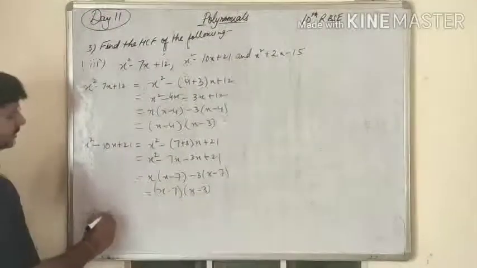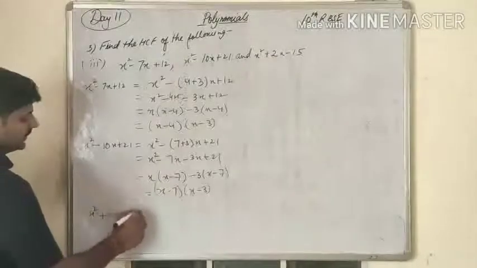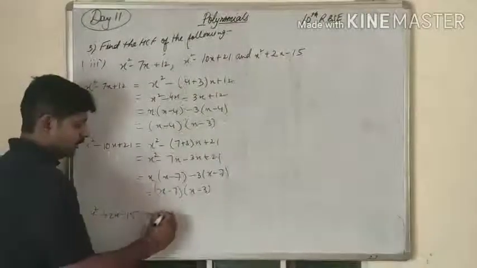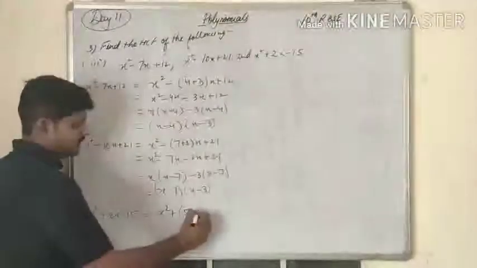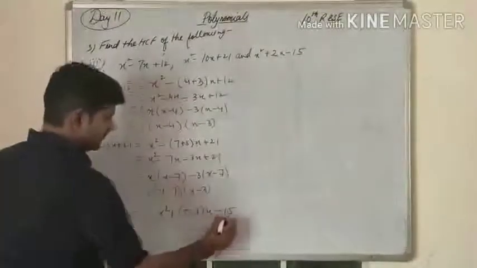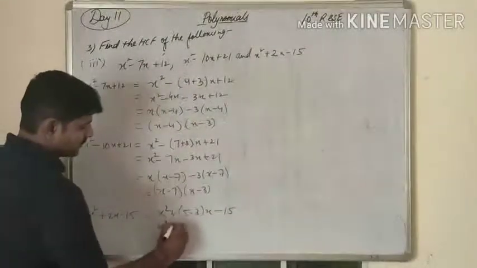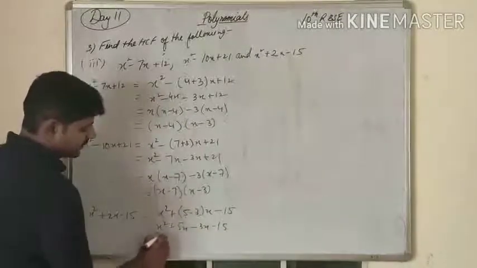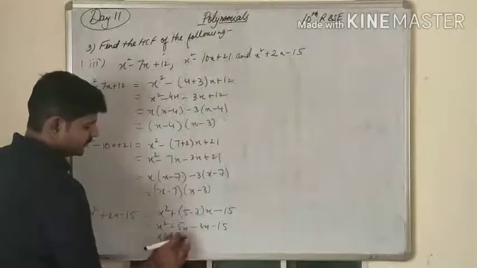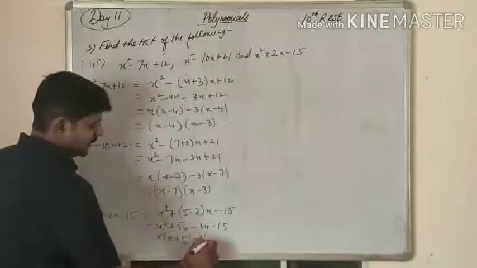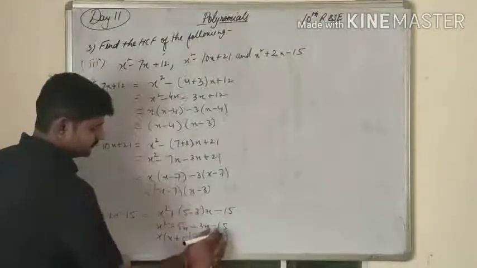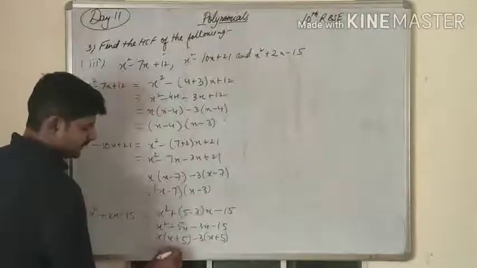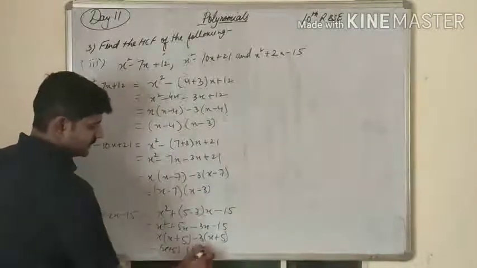Next is x square plus 2x minus 15. It can be taken as 5 threes are, and 5 minus 3 will be 2. So x square plus 5 minus 3 into x minus 15, that is x square plus 5x minus 3x minus 15. Here x is common, so x plus 5 is left. There is minus 3 common, so x plus 5 is left. And we got x plus 5 and x minus 3.